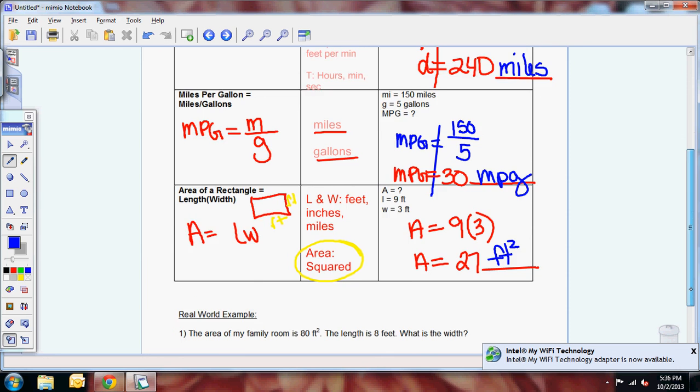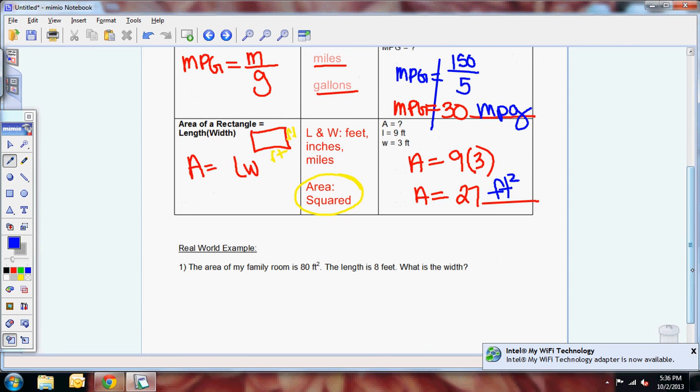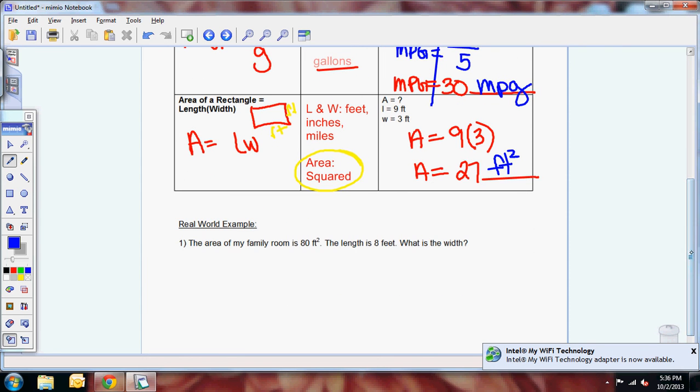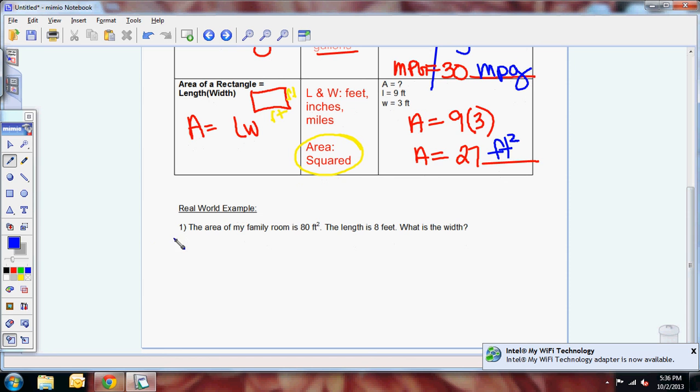Alright, so there's the basis for your formulas. I wanted to give you a head start into what we're going to be talking about tomorrow and some of the activities we're going to do. You're going to have more word problems tomorrow dealing with formulas. So just to kind of get you going here, it's going to look a little different tomorrow. So the area of my family room is 80 feet squared. The length is 8 feet.